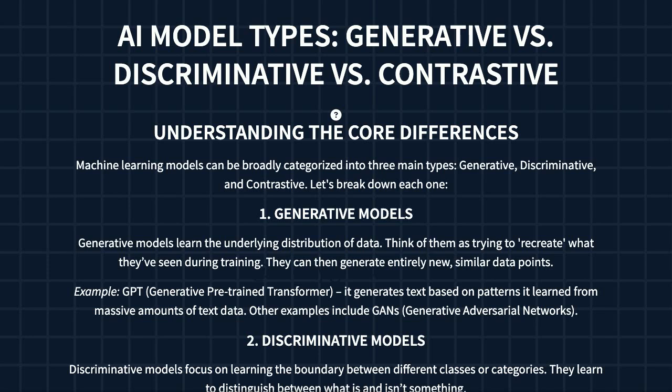Then you have discriminative models, which act more like detectives. They learn to tell things apart, to classify whether an image is a cat or a dog, for example. Finally, contrastive models are focused on relationships between data points and learn how similar or dissimilar items are. A great example of this would be CLIP. It helps bridge the gap between images and text.